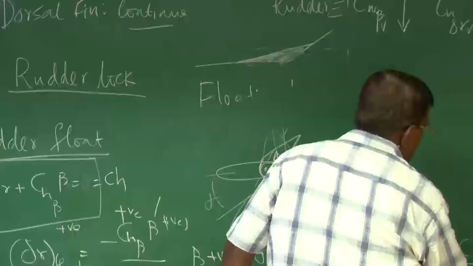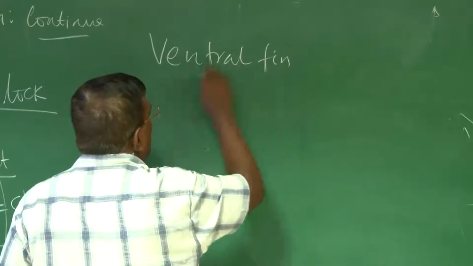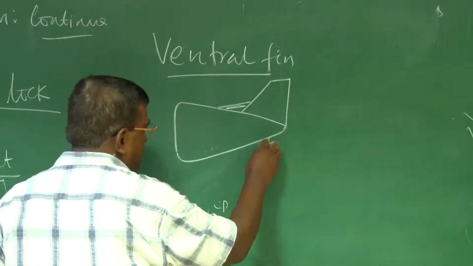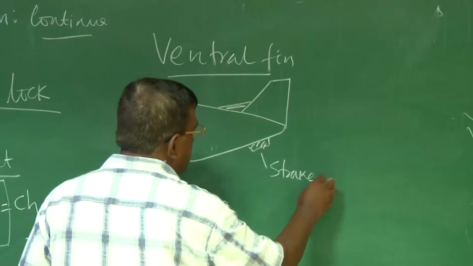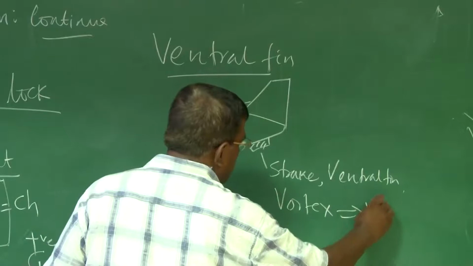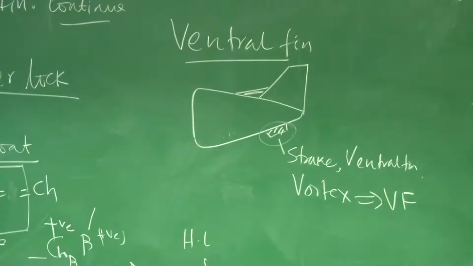Like dorsal fin, there's something called ventral fin. After dorsal, ventral is also doing the same thing. You'll find this is the fuselage, that is vertical in this, the dorsal fin. There's some location here. This is also a strake. They call it ventral fin. They also generate vortex, which impinges on the vertical fin to delay the stall or make it more effective. This is indirectly helping the directional stability of the airplane also at high side slip angle.